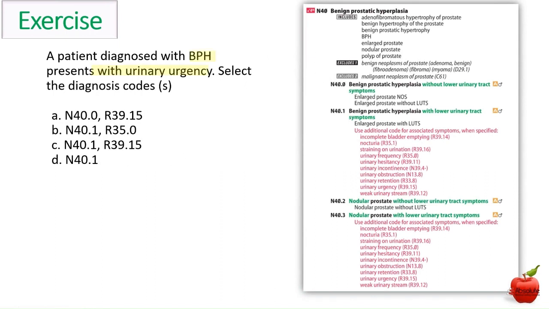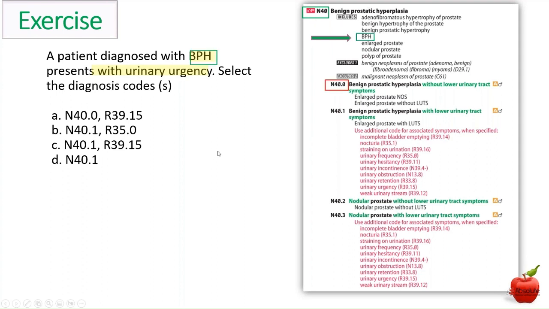This patient has BPH along with urinary urgency. BPH is benign prostatic hyperplasia. If the prostate is enlarging, it makes sense that the patient could experience urgency. So BPH falls under this.